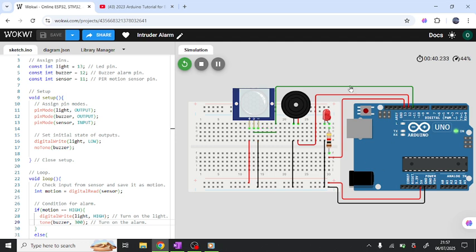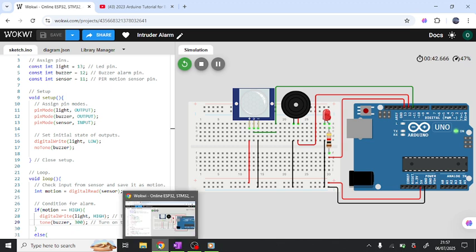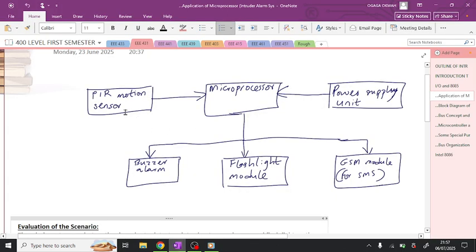I know this looks complex, but it's actually simple. What we are asked to do is this: the intruder alarm, when it detects motion, is going to trigger or turn on the buzzer, which is something audible you can hear. Then turn on a flashlight, and then send a message. So we need a GSM module, to send a message maybe to the security man or to somebody in charge.